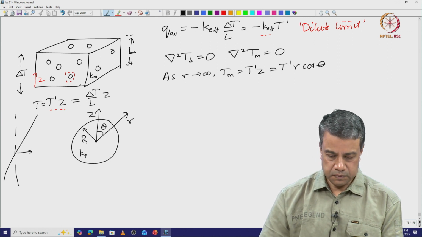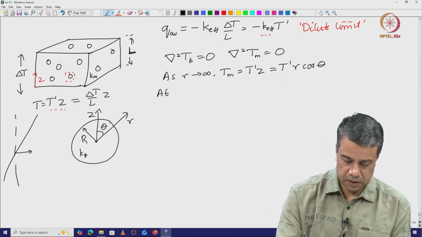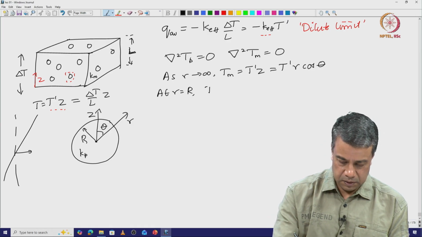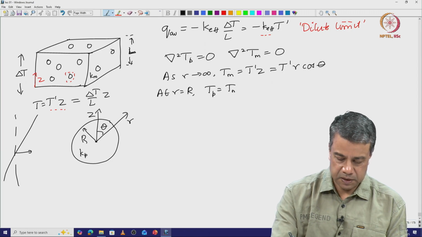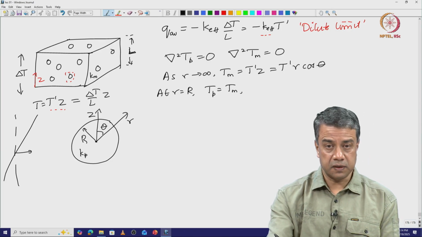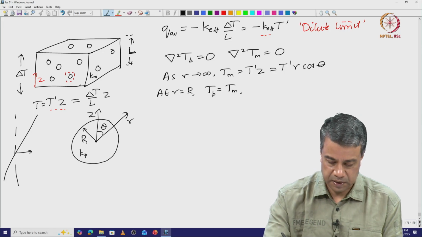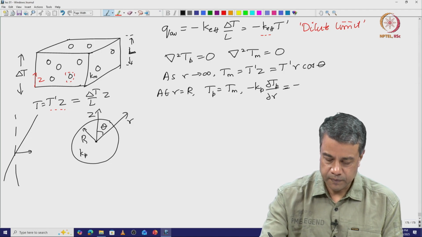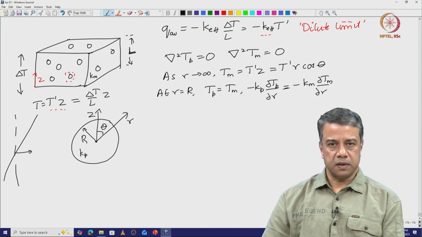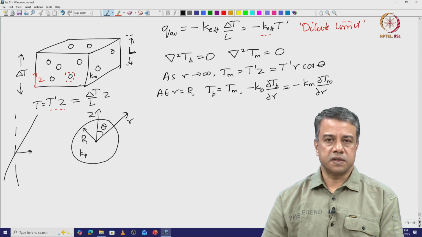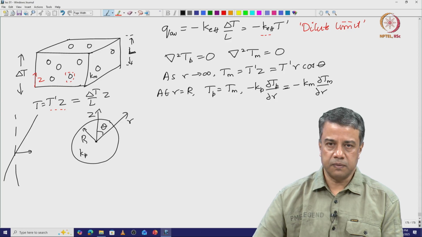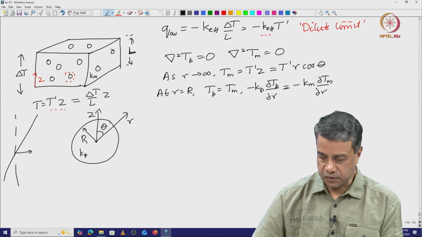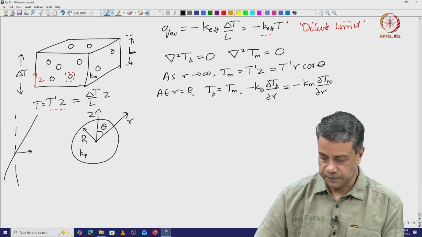And at r is equal to R, the particle temperature is equal to the matrix temperature. Flux perpendicular to the surface has to be equal in the particle and the matrix. So, those are the boundary conditions. Of course, at the center of the particle we require that the temperature has to be finite, it cannot go to infinity.